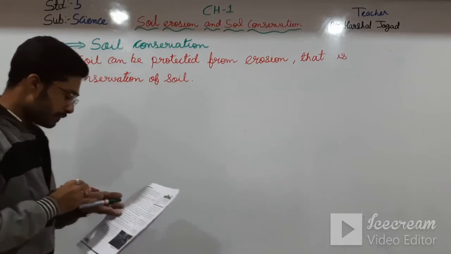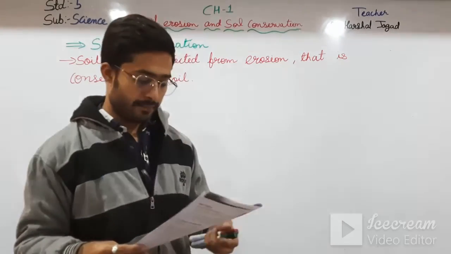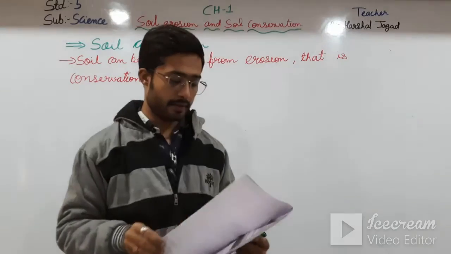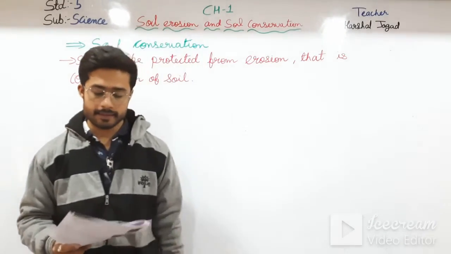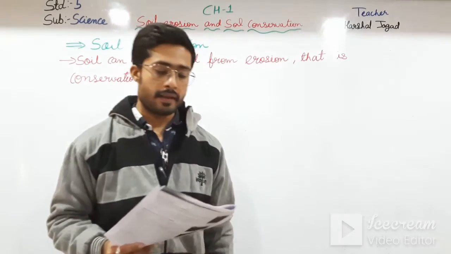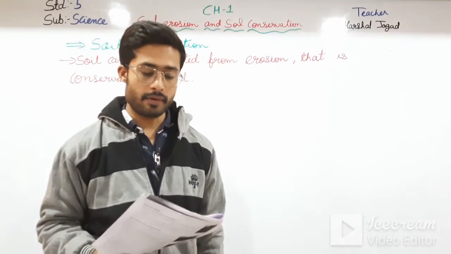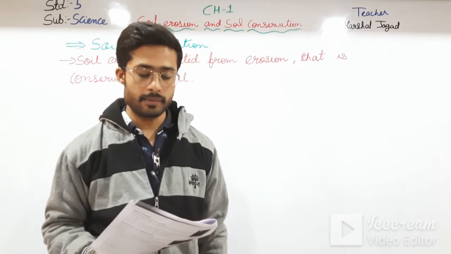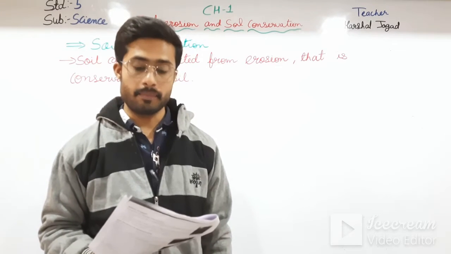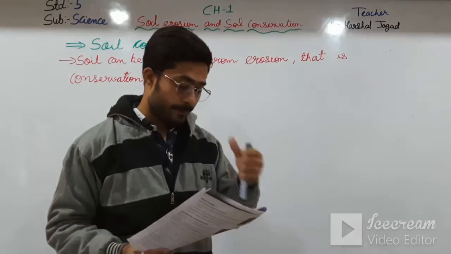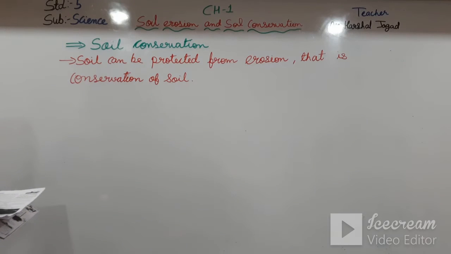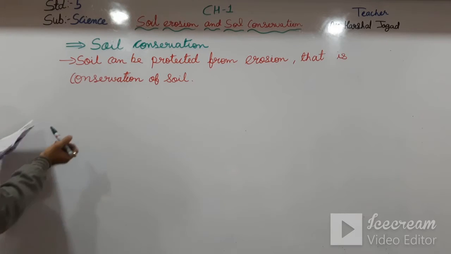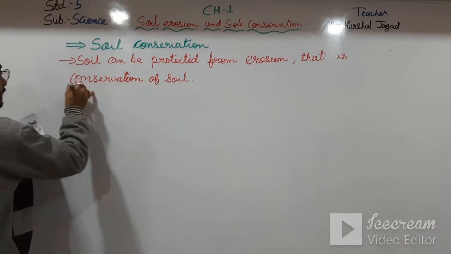Okay. See here, many methods are given over here. I think there are 4 methods. Let us see all the methods one by one. If trees are cut down for wood or other purposes, new trees should be planted in their place. See here, the first method for the conservation of the soil is reforestation. So what is reforestation? Let us see that.